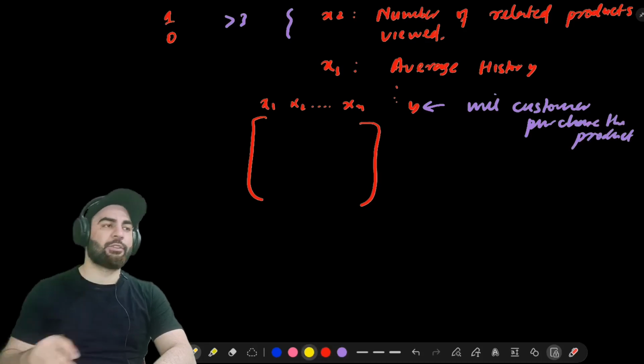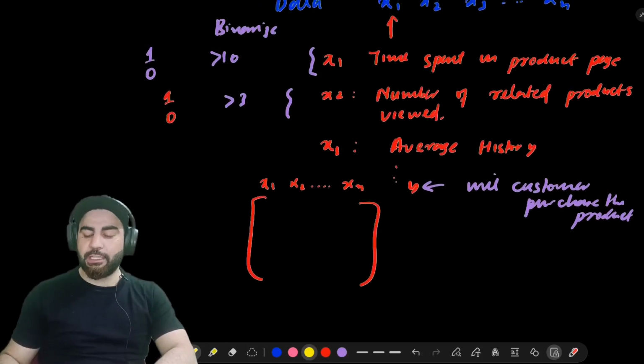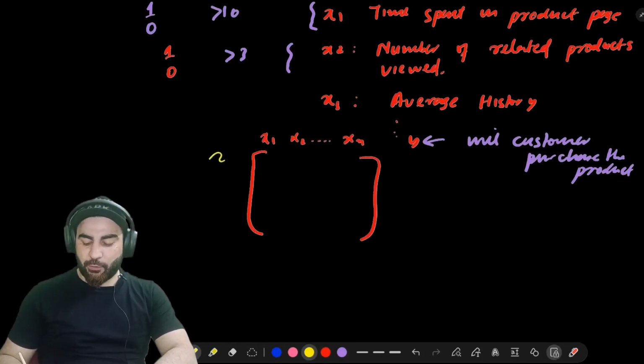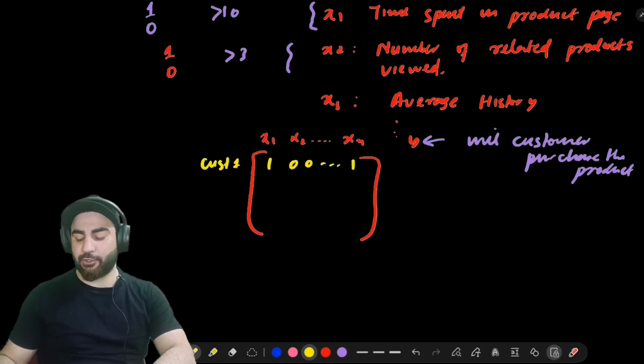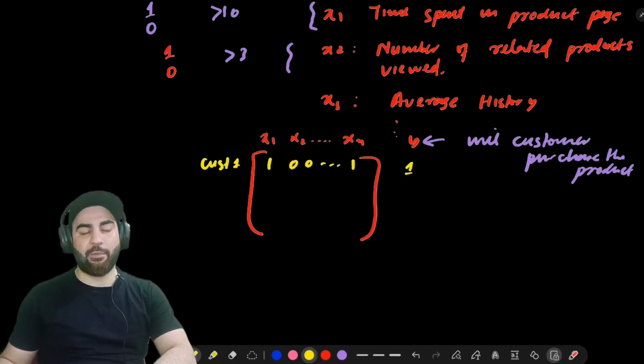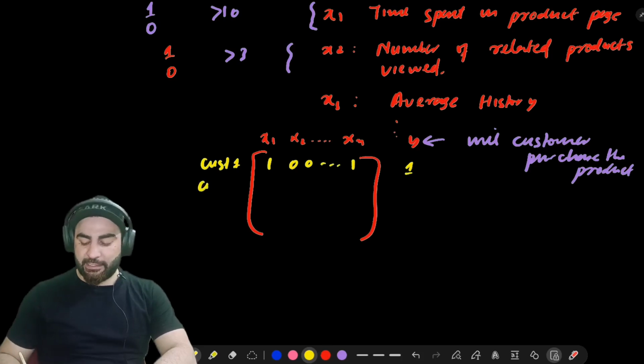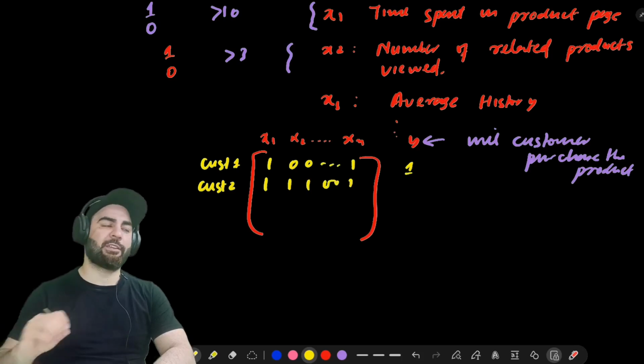So as I said already, now we can make all of these features binary. Say this is customer one. It will have something like 100, something of this sort. And maybe let's suppose the customer has purchased this product, and we'll have data like this. Similarly, for customer two, the data will be like 11100. So we binarize all of this data.